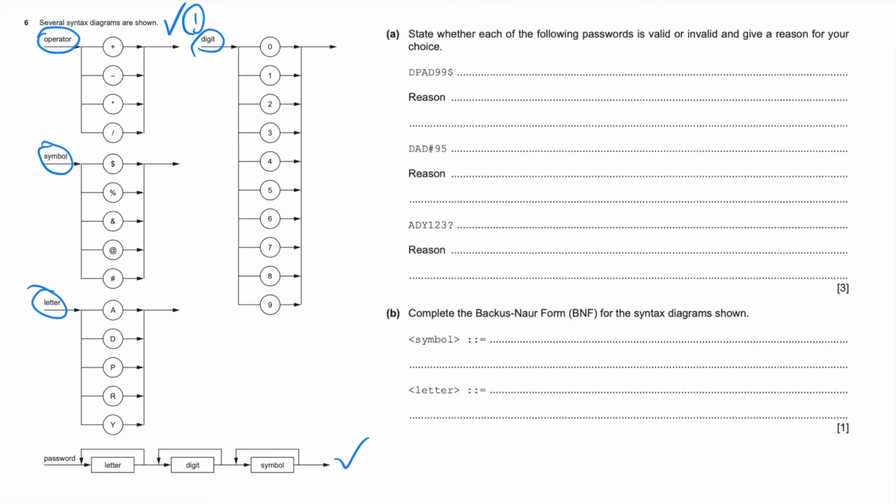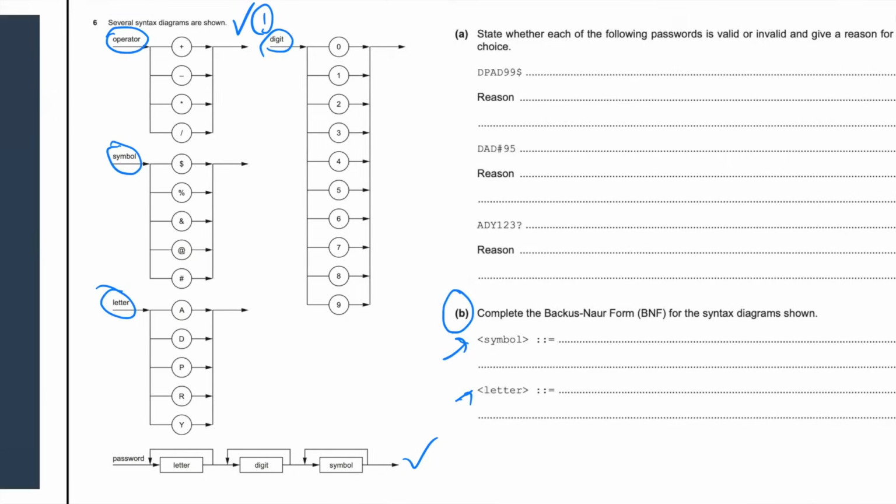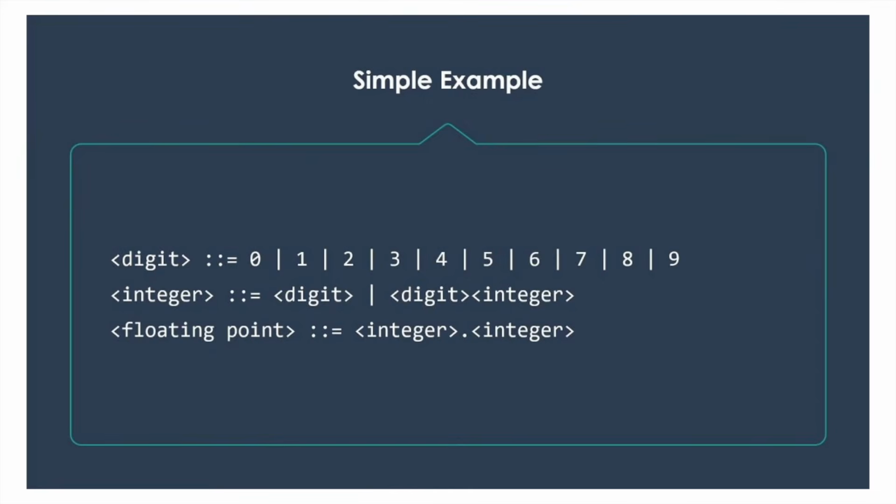So our first task is to state whether, well, actually, before we get to our first task, let's start with B right here. It says complete the Backus-Naur Form for the syntax diagrams shown. Now we saw this notation in our previous slide. If you go back, we know that this is like 4 dots and equals. We're using that to signify what a digit is, or what an integer is, or what a floating point is. So basically to show what each type of information, or to an extent data type, consists of in this programming language.